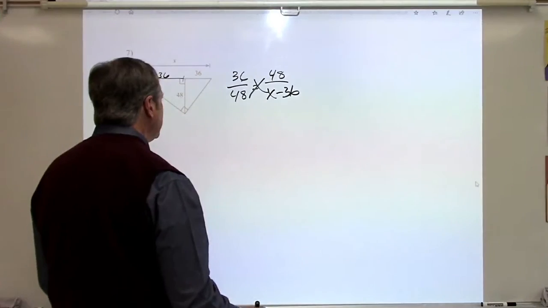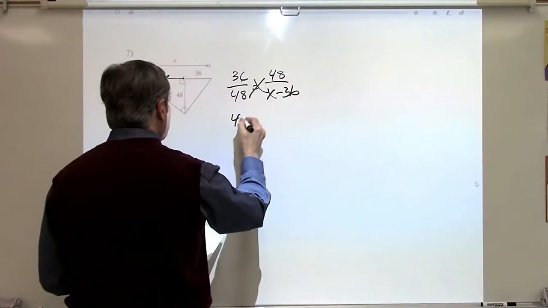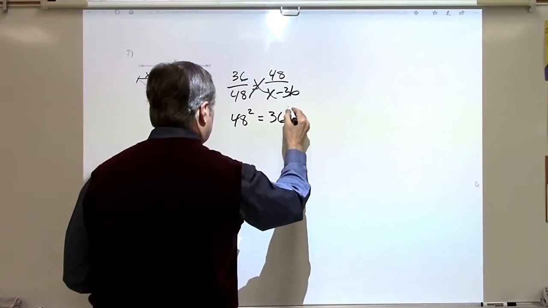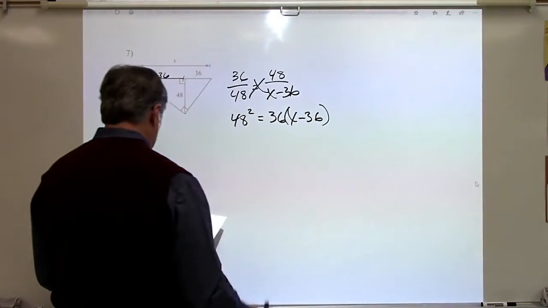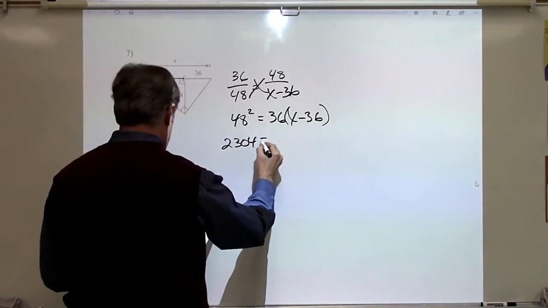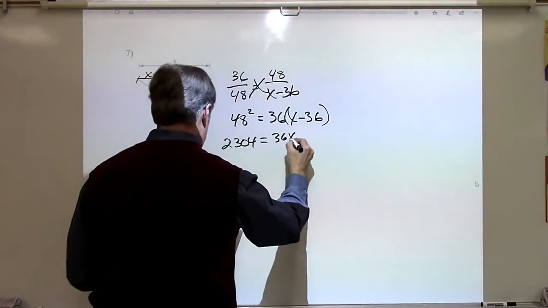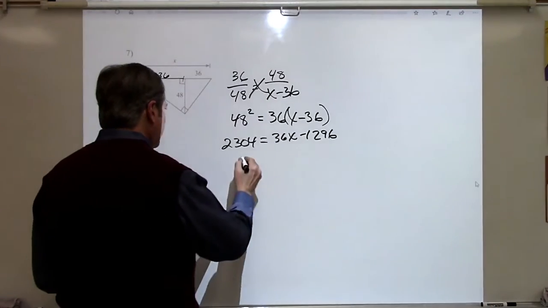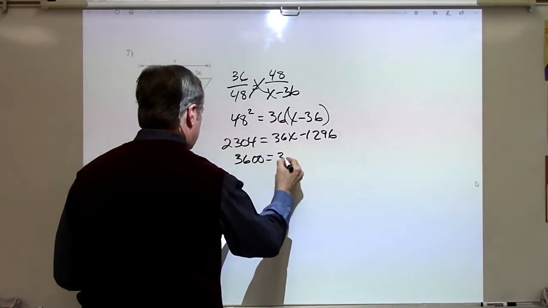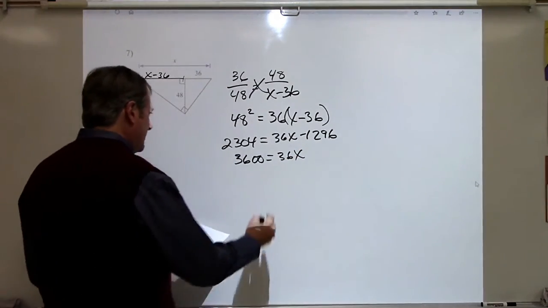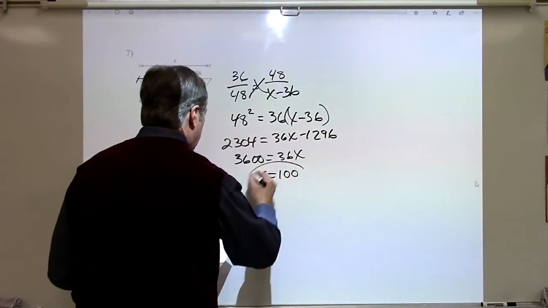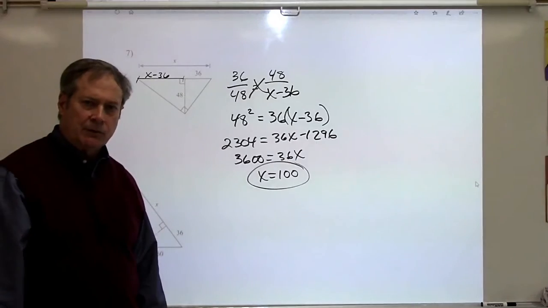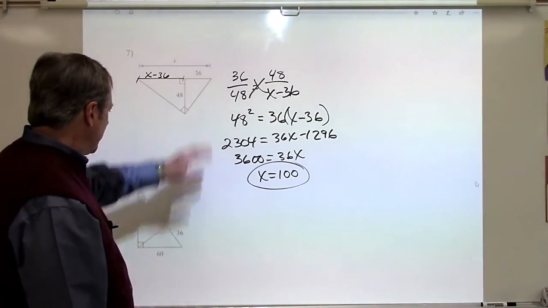We cross multiply, and let's see, we get 48 squared here is equal to 36 times x minus 36. This becomes 2304 is 36x minus 1296. You add 1296 to both sides, you get 3600 is equal to 36x. And divide by 36, x is equal to 100. Now, I will admit, that one would not immediately come to most students, but just give that a little bit of thought.